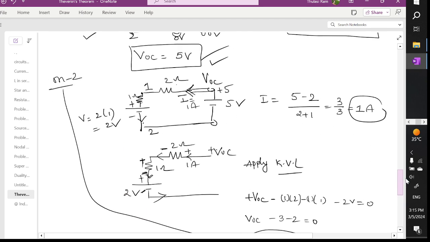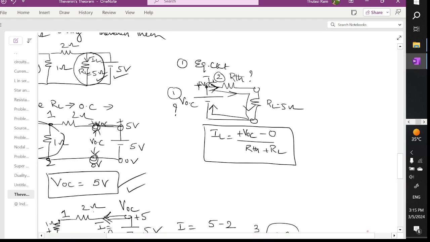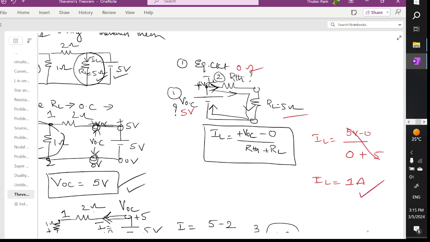So now by substituting in our formula, see the load current is equal to VOC minus 0 divided by what is R. So this value we calculated as 5 volts, and R Thevenin we calculated as 0 ohms, and here we are going to have 5 ohms. So R Thevenin is 0 and load resistor is 5 ohm. So the 5 will get cancelled and we are going to get the current as 1 ampere. This is how to find out the load current by using Thevenin.